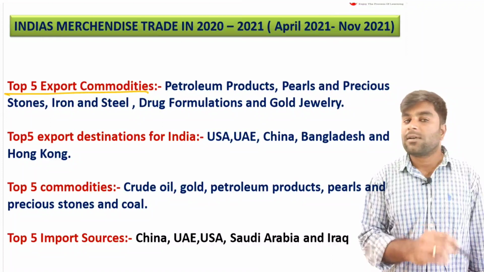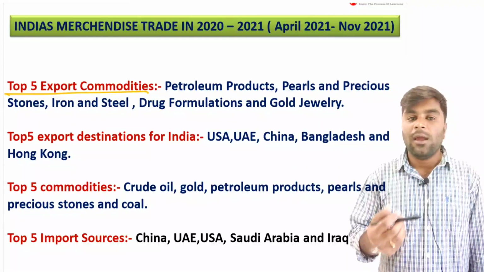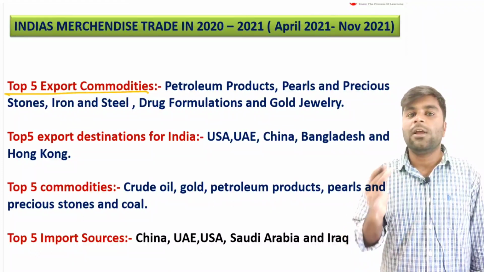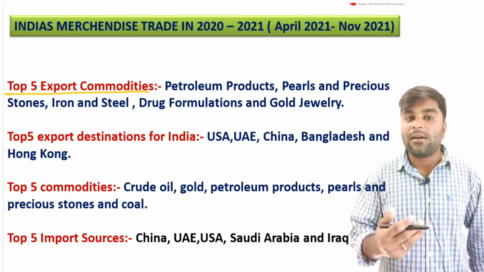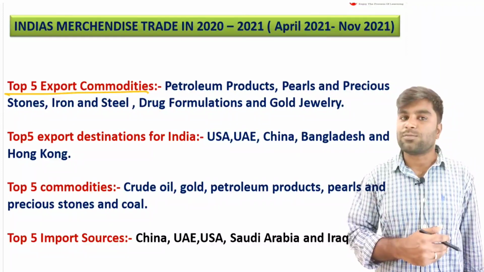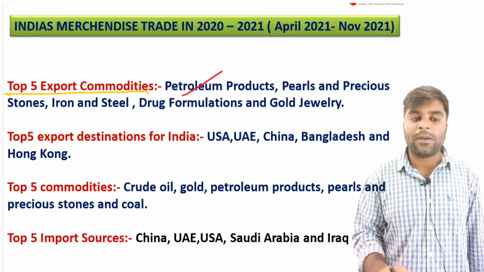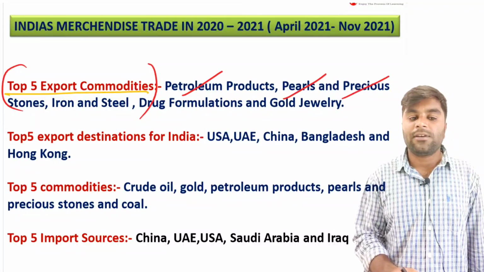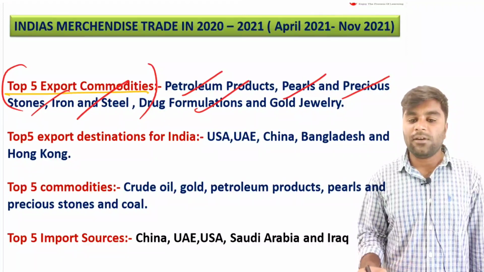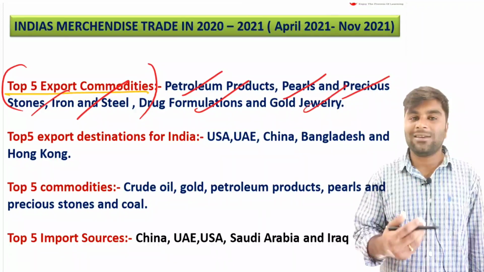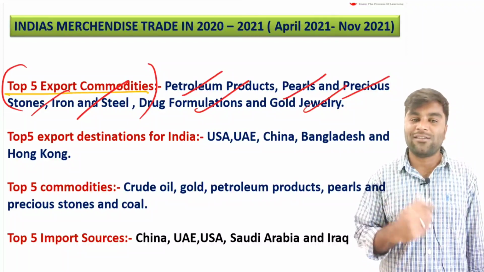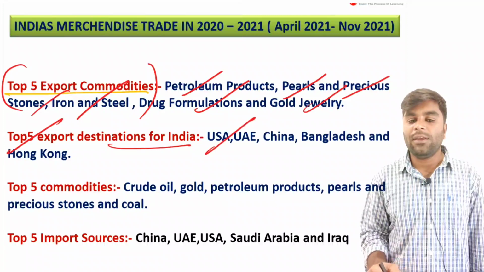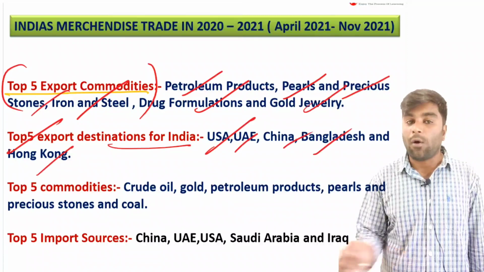These are the data provided by the economic survey. As I said, this economic weekly is not only about getting conceptual clarity with respect to different concepts, but it is also to analyze the important economic facts that appear in different newspapers. This appeared in your economic survey. The top 5 export commodities are petroleum products, pearls and precious stones, iron and steel, drug formulations and gold jewelry. UPSC has a history of asking these kinds of facts, so try to remember it. The top 5 export destinations for India are UAE, USA, China, Bangladesh and Hong Kong.